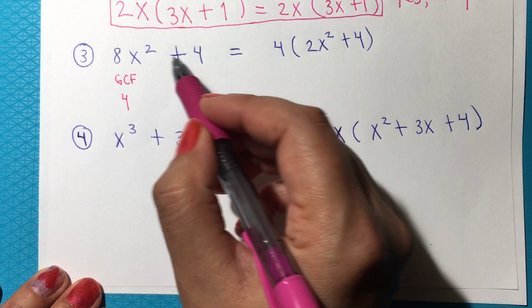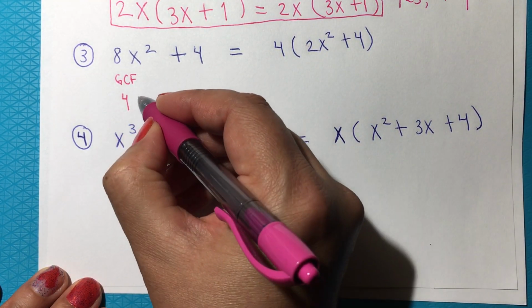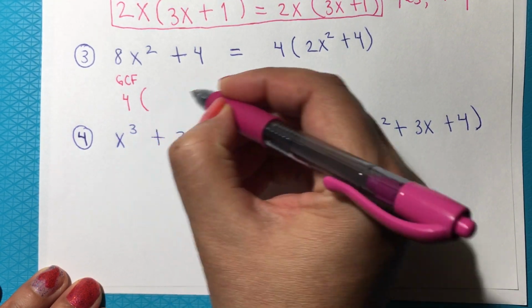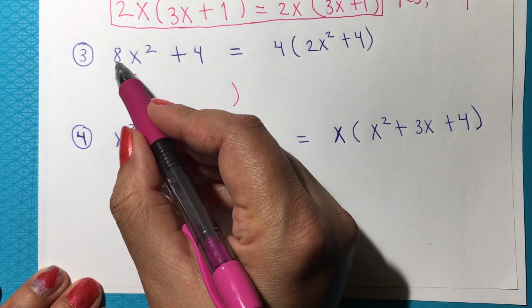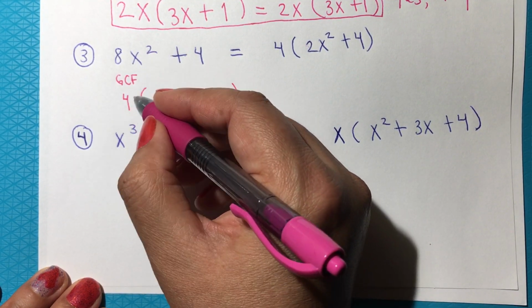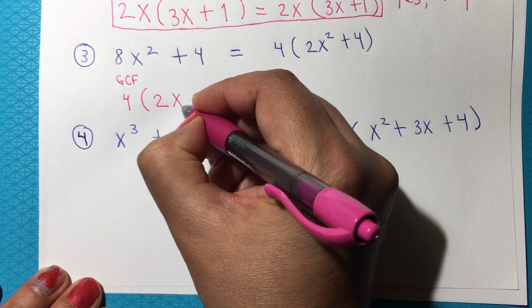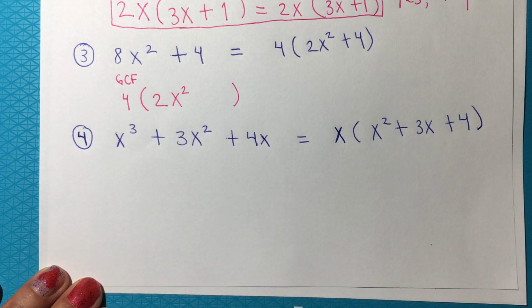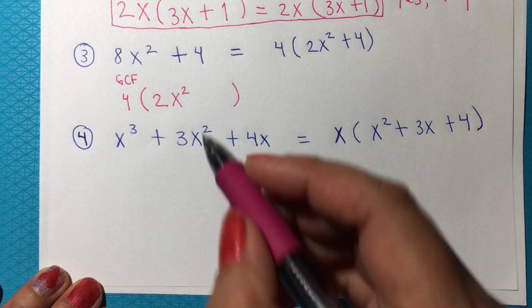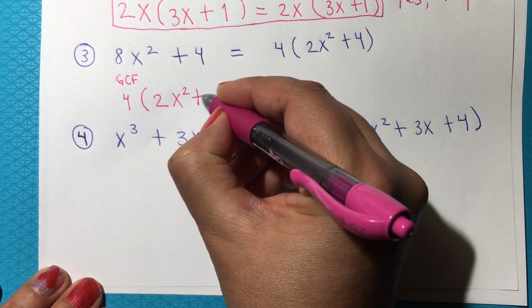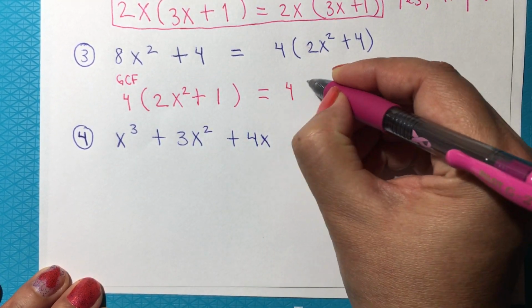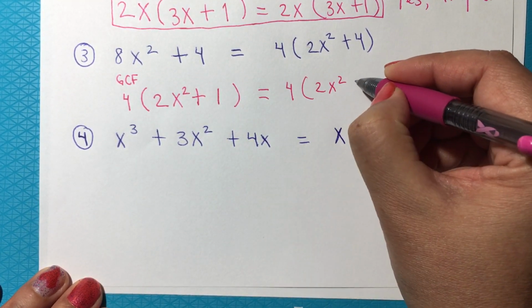Now we look if both terms have x, then we include x, but in here, since this one doesn't have x, then we just open our parentheses and start dividing. 8 divided by 4 is 2, and x squared, we don't divide anything in the variable, so we just have x squared. Positive divided by positive is positive, and 4 divided by 4 is 1. Is it equal to 4 times 2x squared plus 4?